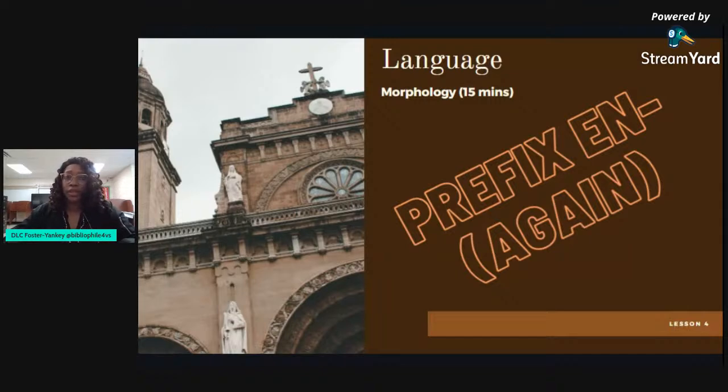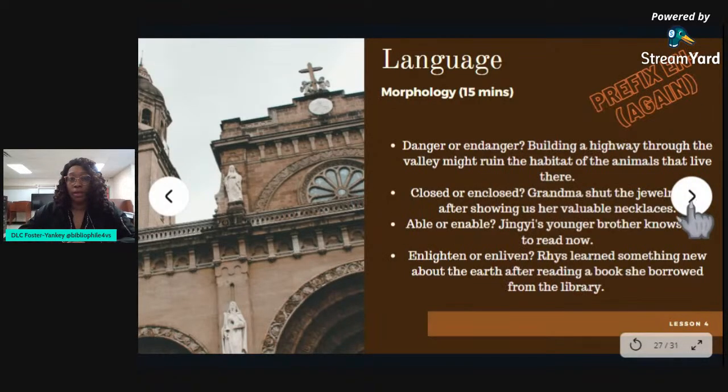There's a check for understanding where the teacher defines affix as needed, just letting them know what an affix is. They'll say a few root words and a few affixed words and have students raise their hands to identify each. Okay, and this is a continuation of the check for understanding. So they're reading the sentence: "Danger or in danger, building a highway through the valley might ruin the habitat of the animals that live there," and students give the correct word. Is it danger or in danger? And they do that for all 4 sentences.